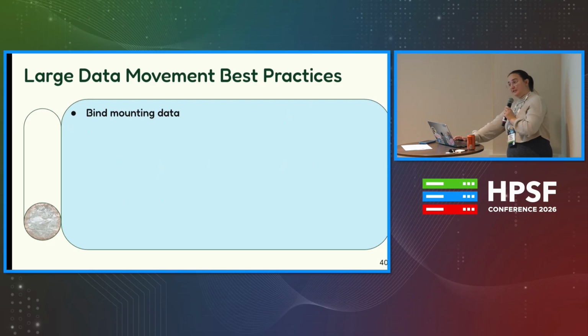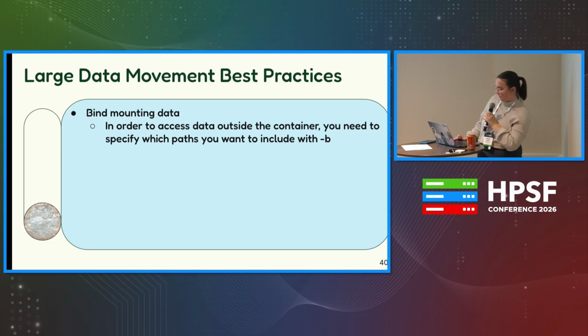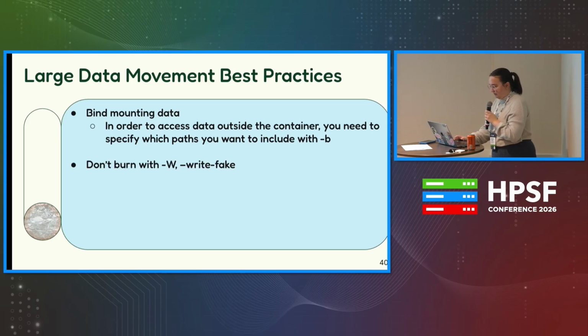Yes, large data movement. So this is more so with AI versus GPU containers. My suggestion is bind-mounting your data versus storing your data directly inside the container. In order to access your data outside of the container, you just have to specify what paths you want to include with -b, and that way you're able to update your data without having to rebuild your container.